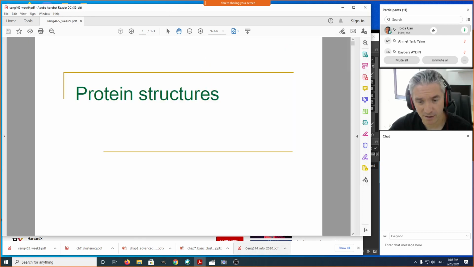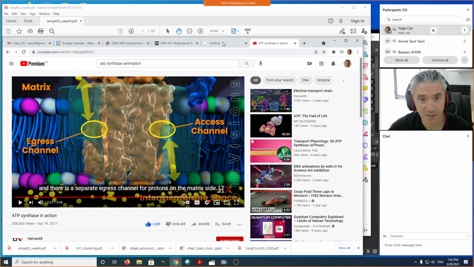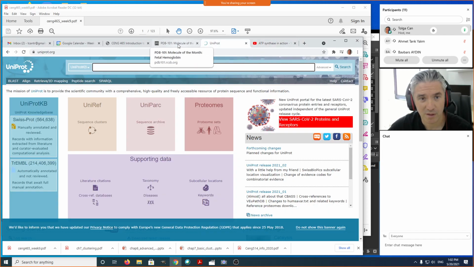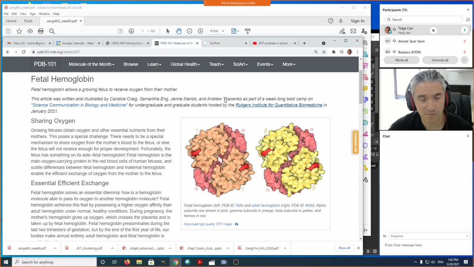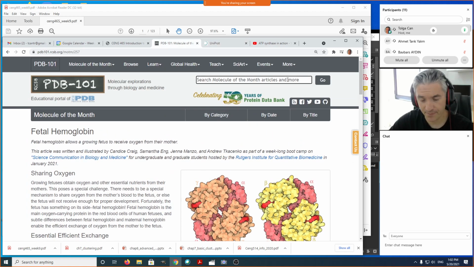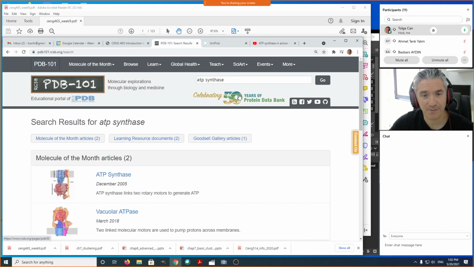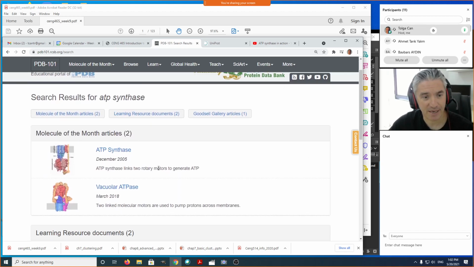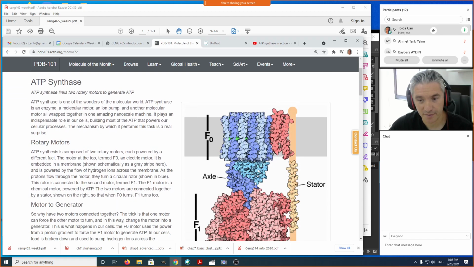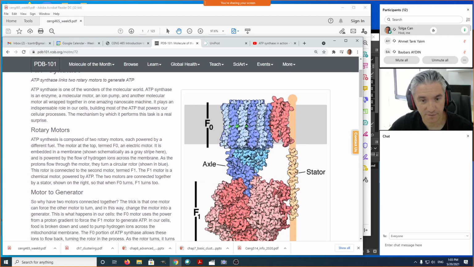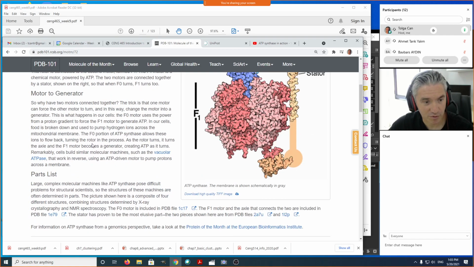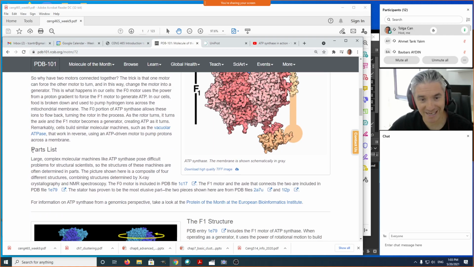All right, I also want to show you the PDB, the Protein Data Bank. Let's, for example, search for ATP synthase, which is a nice molecule. If we search for ATP synthase in the Protein Data Bank, its structure is known since 2005. If you click on it, there are different big rotary motors, motor to generator. It's just like an engine.